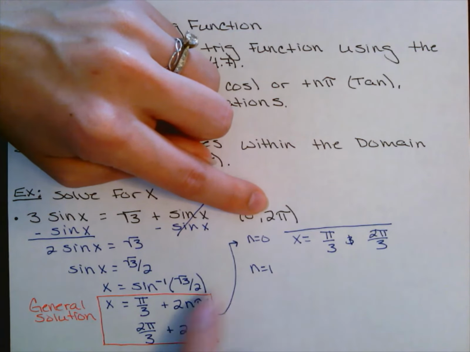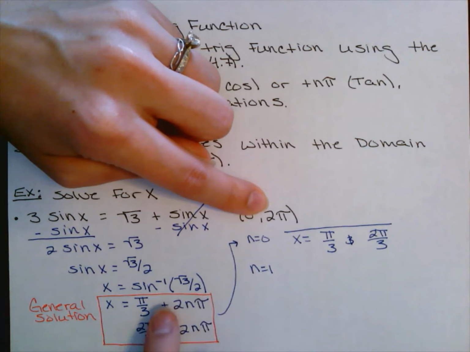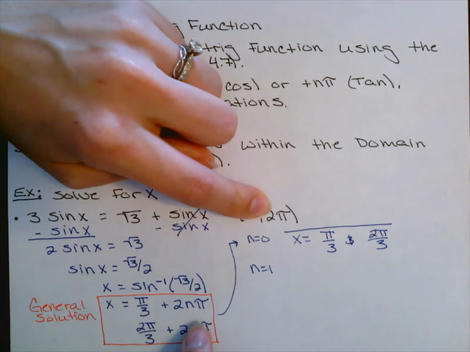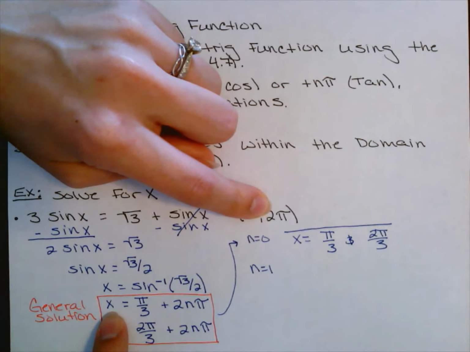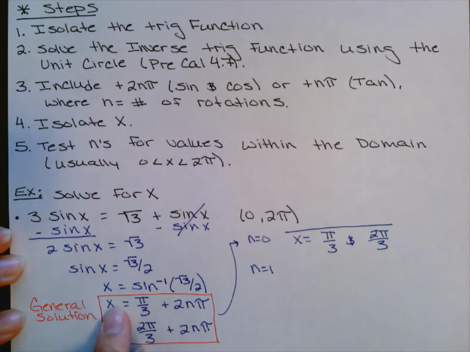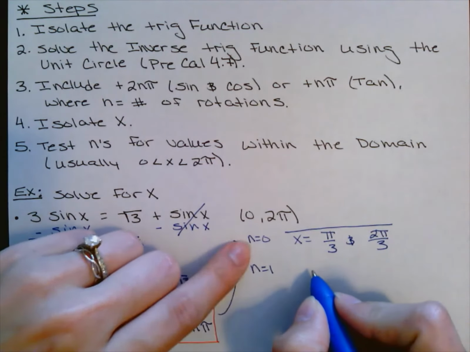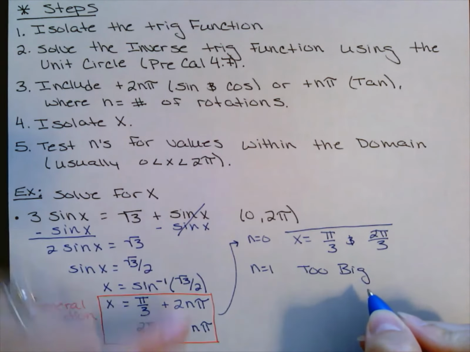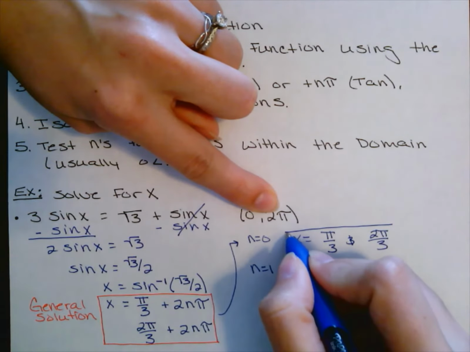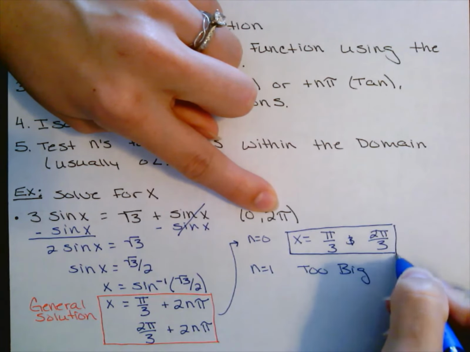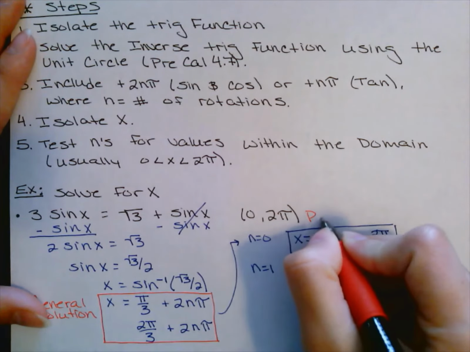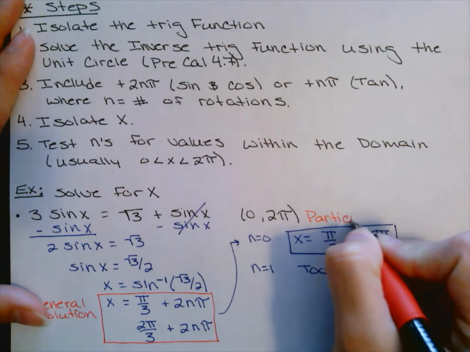So one more time, if n is 1, this gives me 2 pi. If I add 2 pi to any positive value, I'm going to surpass it. So anytime that you isolate x, isolate the inside of the trig function, and x is already by itself, know that anything past 0 is going to be too big because I'd be adding 2 pi and getting out of my domain. So my only answer would be when n is 0, and I can call this my particular solution.